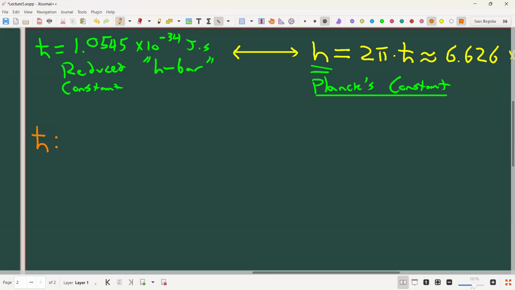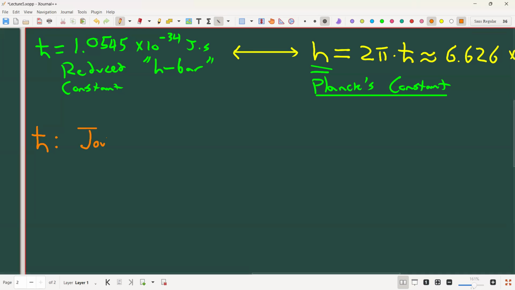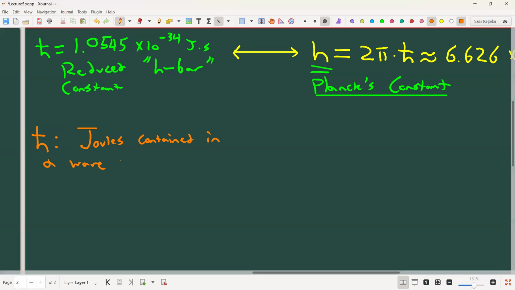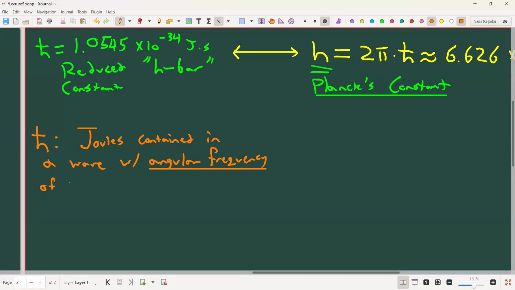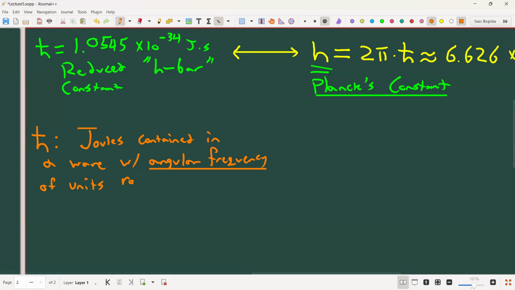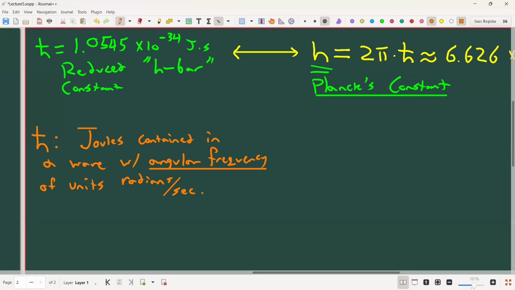Right, so H bar has to do with, the way I like to think of it is, the joules contained in a wave with angular frequency of units radians per second. Right, remember a radian is about 60 degrees. It's just kind of a fundamental unit of angle that we use in math.